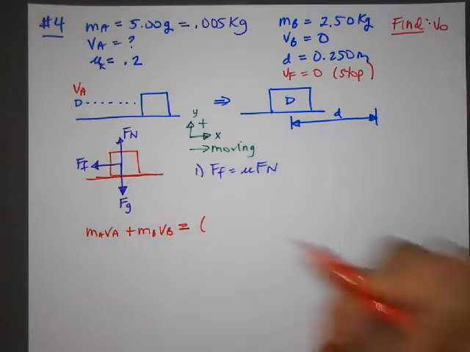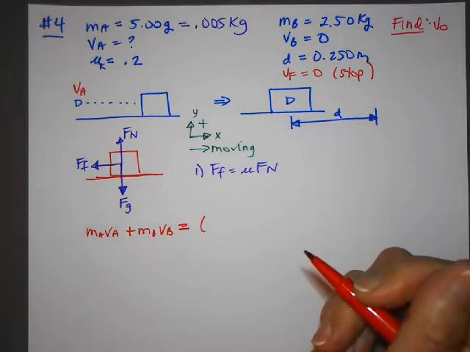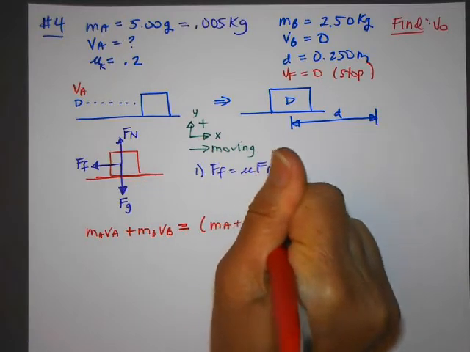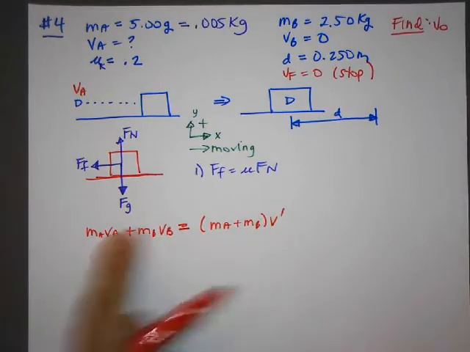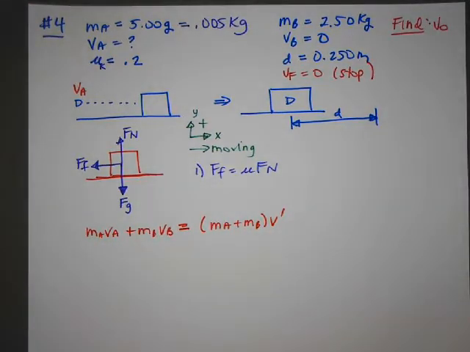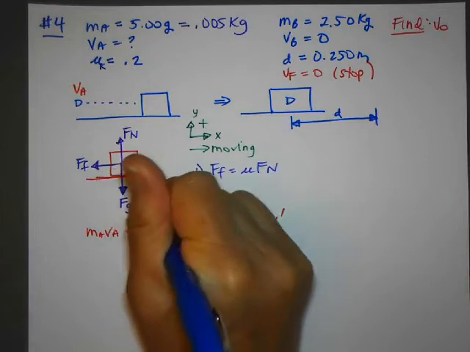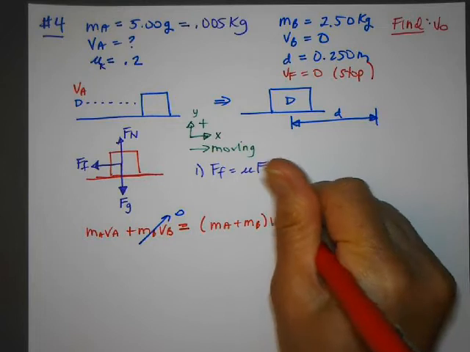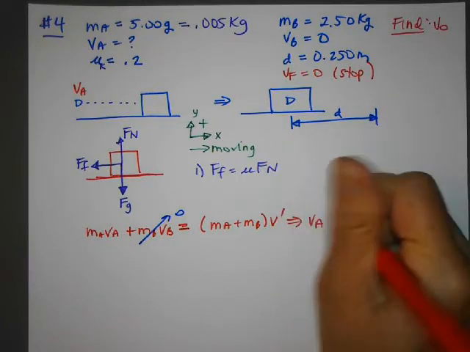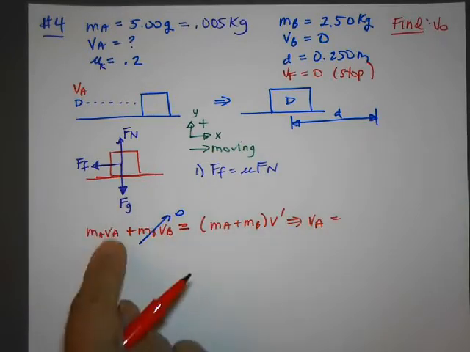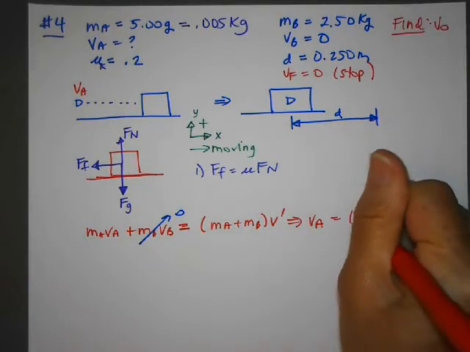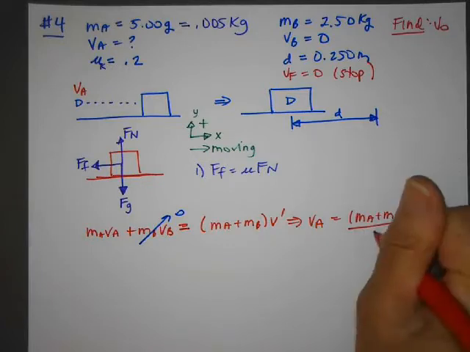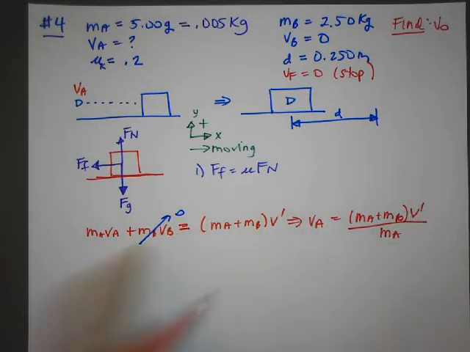they're going to be combined. Remember, the equal sign is the collision, the event. MA plus MB times V prime. So if I rearrange the equation, and don't forget that this is 0, because the velocity of B is 0, and I want to solve for VA, I would get VA is equal to MA plus MB times V prime, divided by MA, because that term is 0.